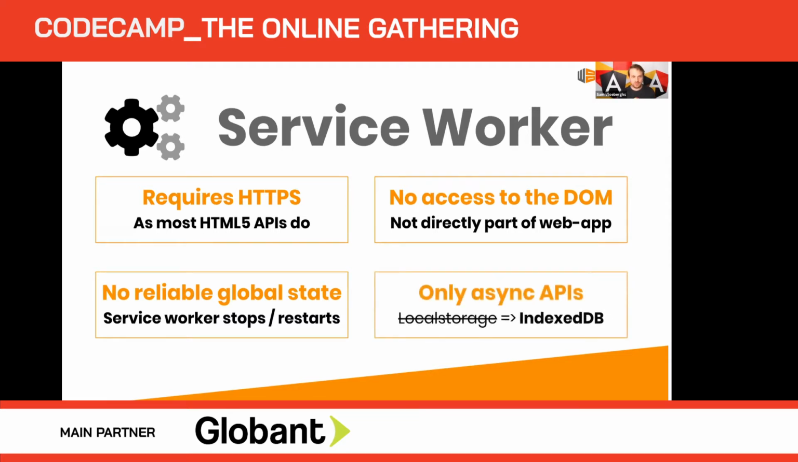A fourth important part is that service workers can only access async APIs. So a service worker has no access to, for example, local or session storage. Why? Because local storage is a sync API. On the other hand, we do have access to other storage APIs, like, for example, IndexedDB. Why? Because that is an async API.